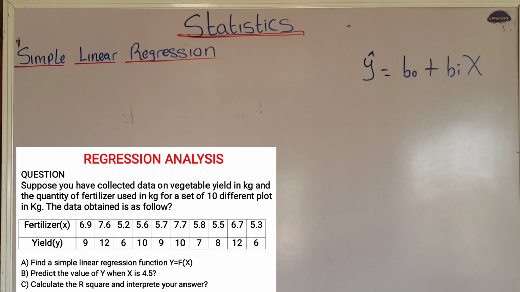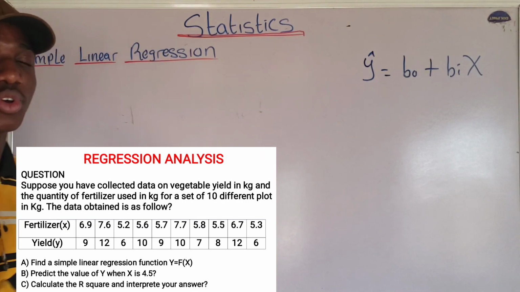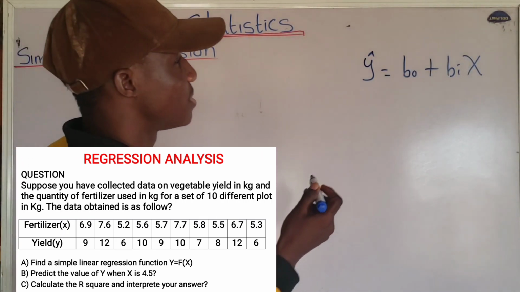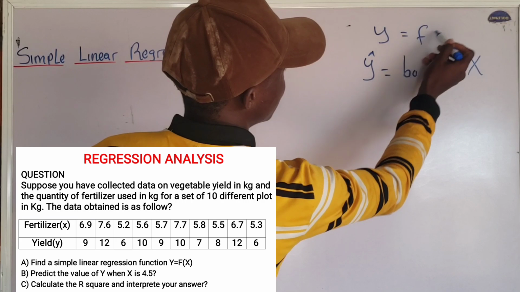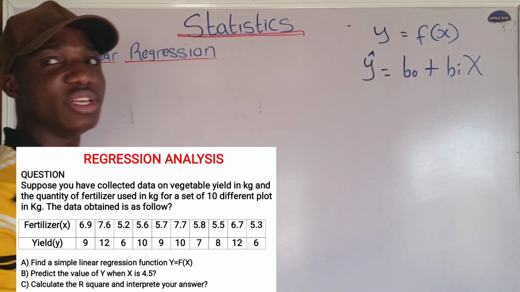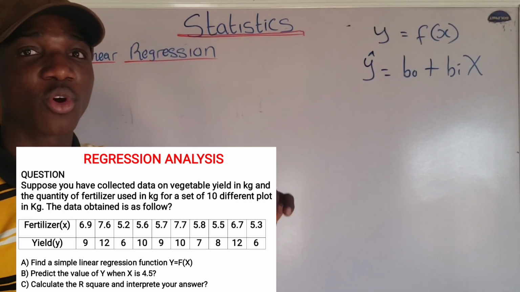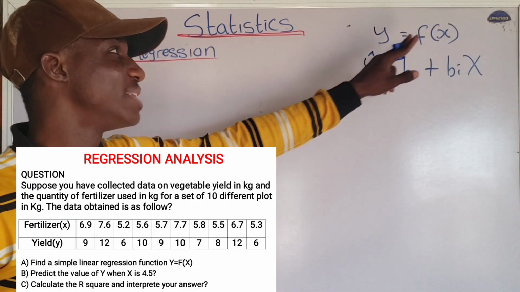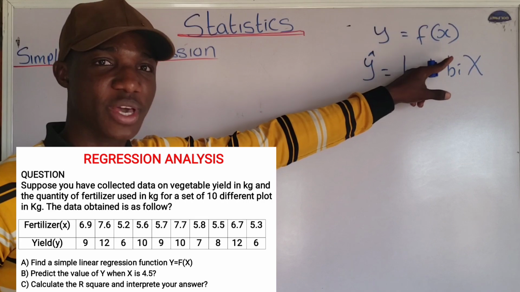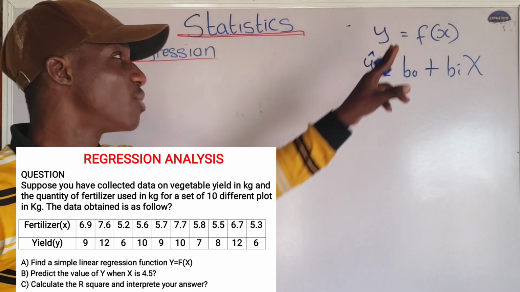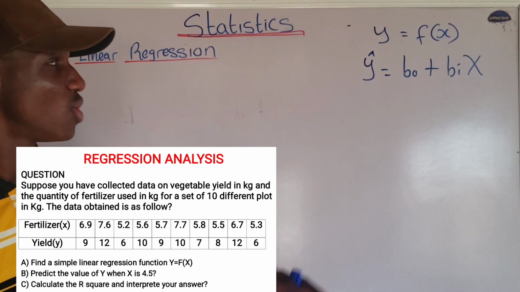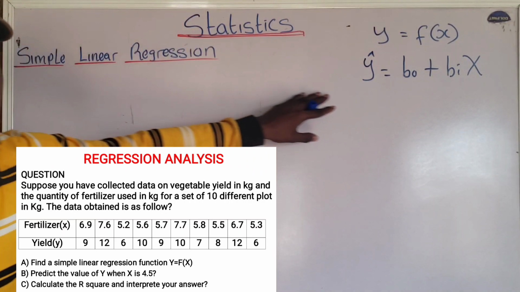This is how the equation that we are asked to derive is going to look. This equation is also the same thing as y is a function of x. That is, any change in x will lead to a change in y, where x is the independent variable and y is the dependent variable, because x does not depend on y, it is y that depends on x. You can see y equals f(x). If there is any change in x, there will be a corresponding change in y. So this is how the regression equation that we are asked to derive will look.